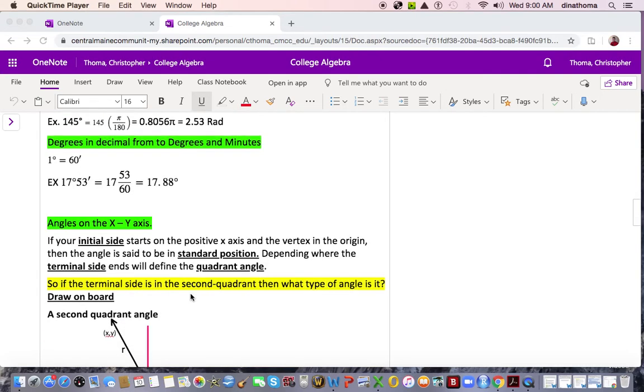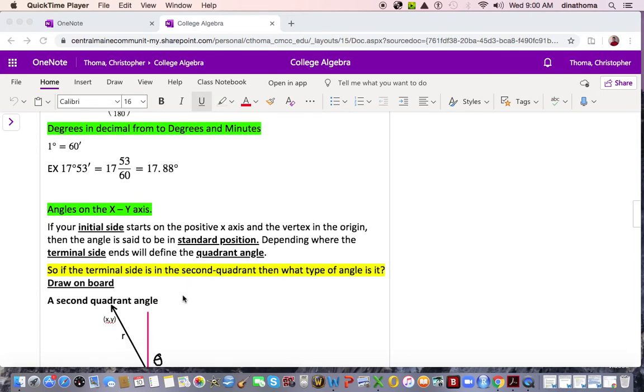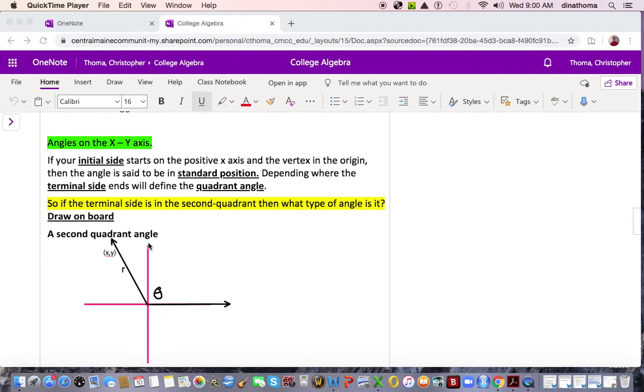Now, how this all plays into trigonometry is now we're going to start using the xy axis and drawing some angles. So I drew my x and y axis in red, and if my initial side starts on the positive x-axis, so we start at the origin, just like we do with graphs, and we draw a ray out to the right along the x-axis. This is our initial side, right? And then we draw our terminal side.